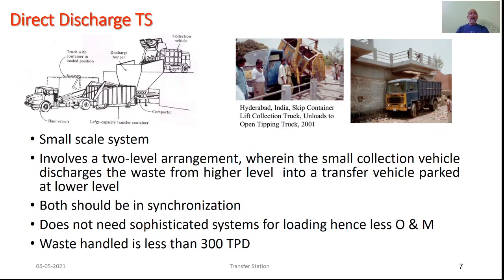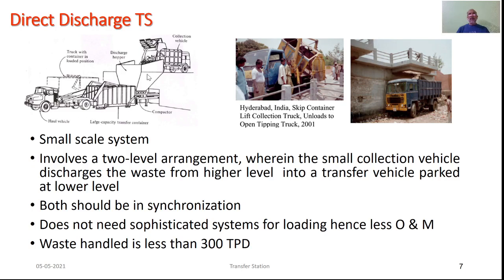Let's understand about the type of transfer stations. Here, there is one small scale system which is termed as direct discharge transfer station. The name itself is explaining about the activity. Here there is a small collection vehicle. Here there is a large capacity transfer container truck and trailer like vehicle.